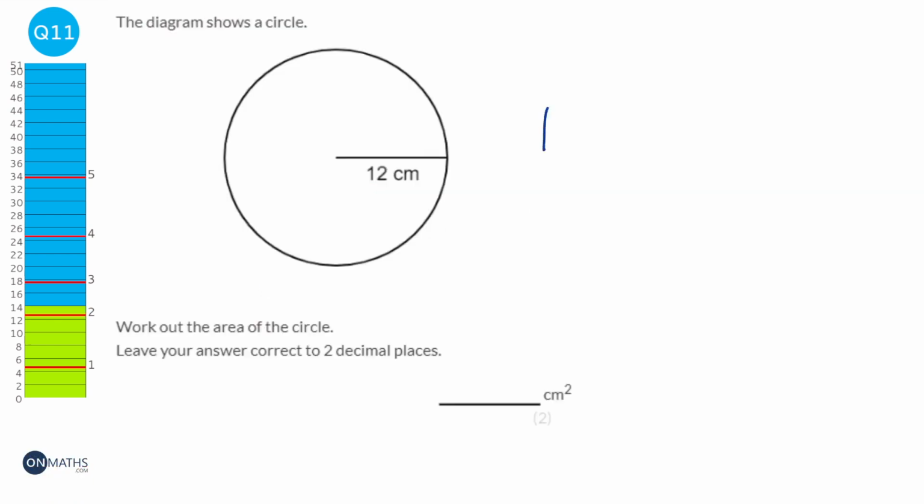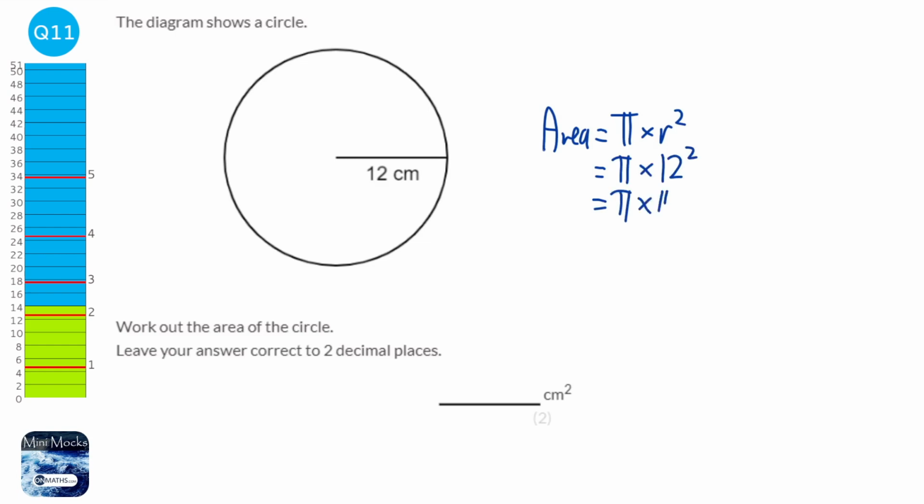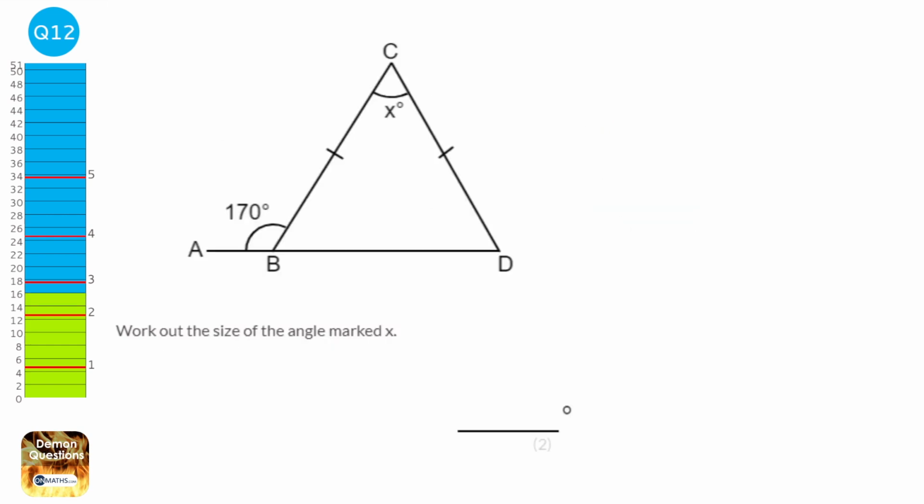To find the area of a circle, we use the formula area equals pi r squared, or pi times r squared. We're given the fact that the radius is 12, so it would be pi times 144. Type that into the calculator and you get 452.389 and so on. The question asks us to round it to 2 decimal places, so that would be 452.39.